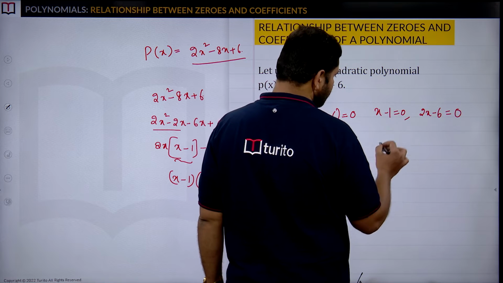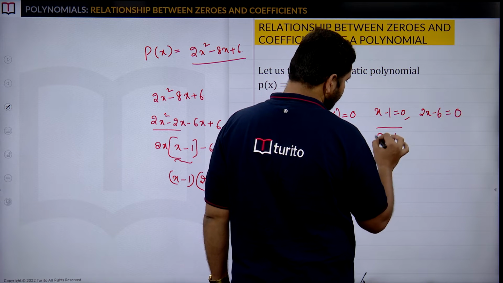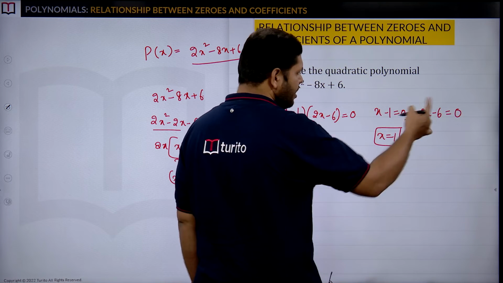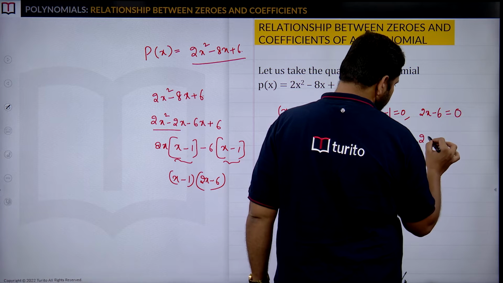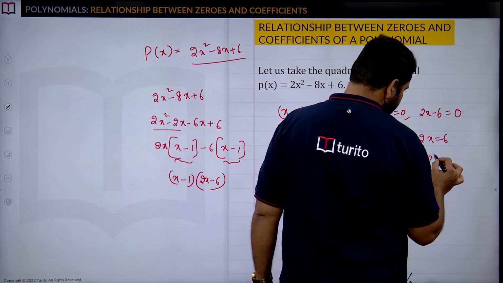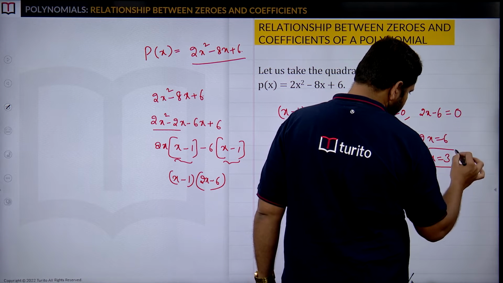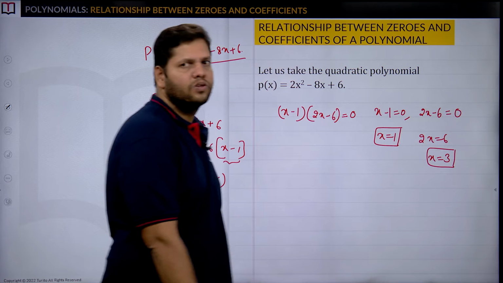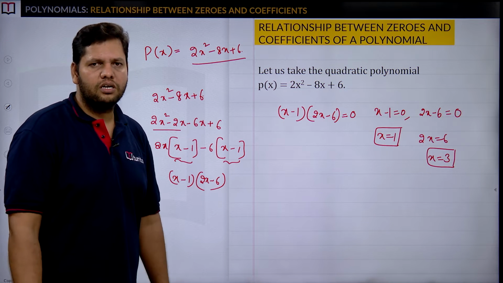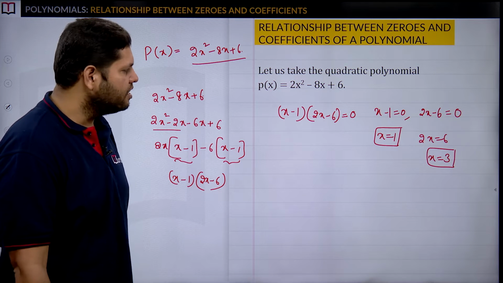So x minus 1 is equal to 0. Then here x is equal to what? 1 is the answer. And 2x minus 6 is equal to 0. So we can write 2x is equal to 6. Then x is equal to what? 3 is the answer. So what are the zeros of the polynomial, children? One is 1 and one is what? 3.